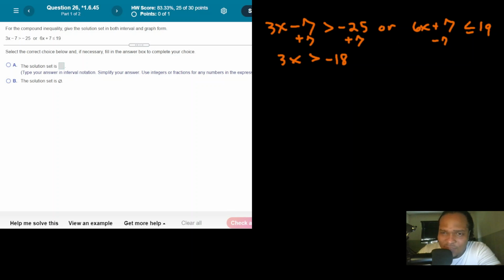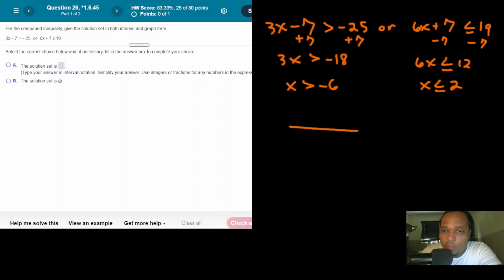Oh, let's finish this. Let me not jump the gun. X is greater than negative 6. Over here, minus 7, 6x is less than or equal to 12. So x is less than or equal to 2.